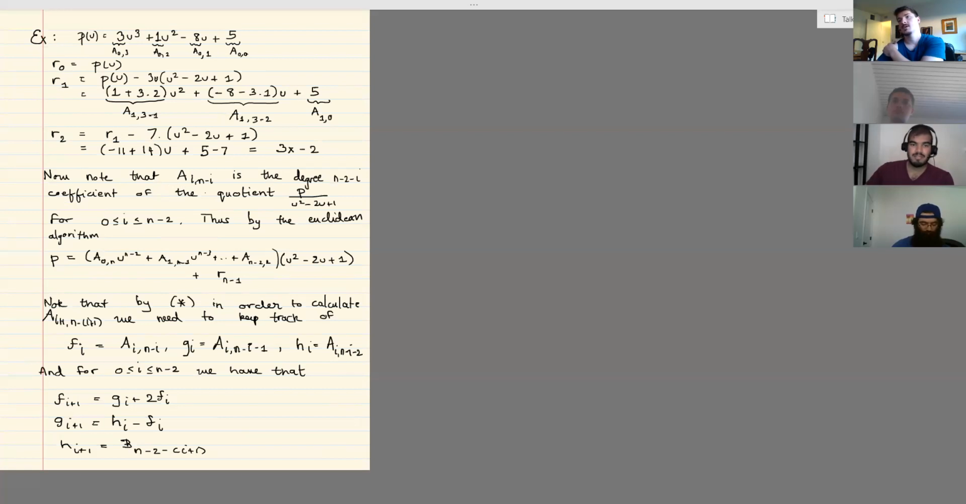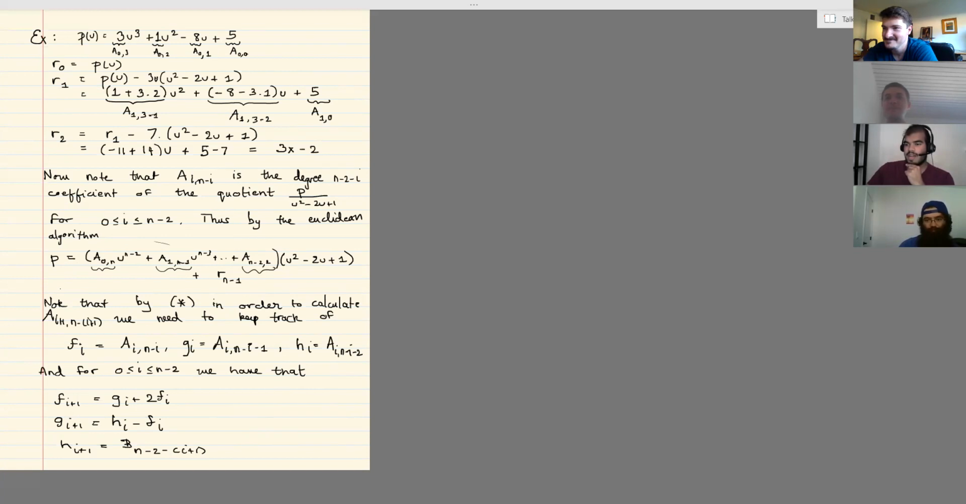So now note that a sub i, n minus i, basically the leading coefficient at the ith remainder, is the degree n minus 2 minus i coefficient of the quotient of this guy. So by the Euclidean algorithm, we have that this equation holds. P would be equal to this polynomial times u squared minus 2u plus 1, and then your remainder. So now I guess the game would be, how can we calculate these coefficients?